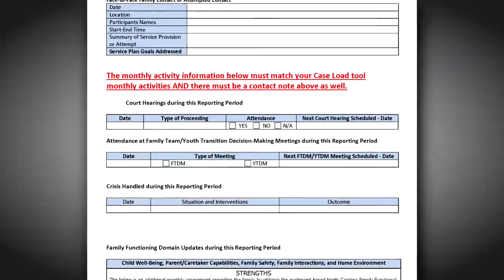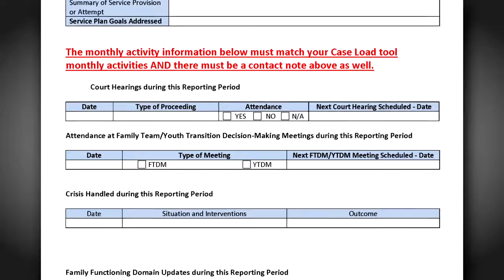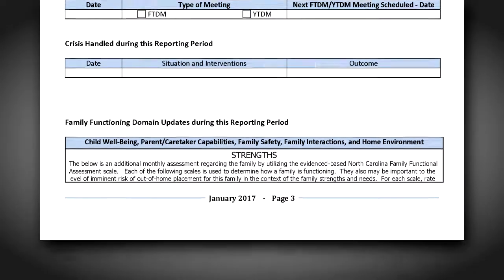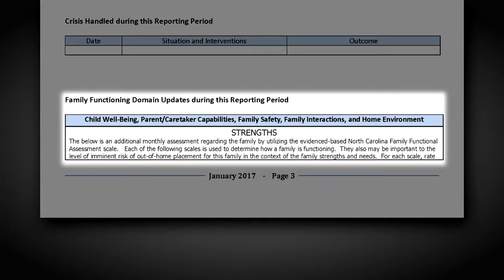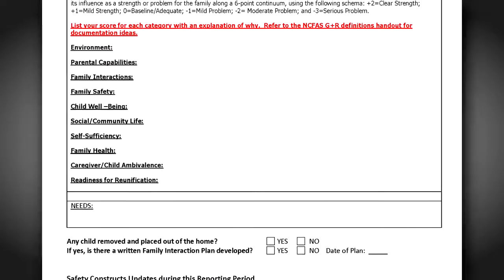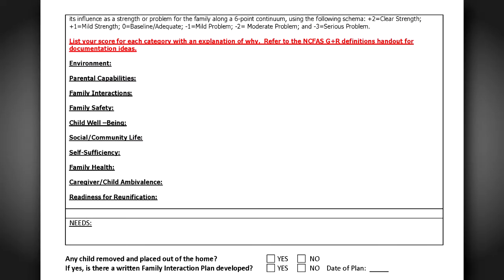If you turn to page 3, you will see the next section is regarding your monthly activities. Remember, if you put a court hearing or a family team meeting in this section, there must be a contact note to reflect this. Moving down the page, the next section is family functioning domain updates, which is an area we summarize through our NCFIS G+R scoring. You will score each section and write a few sentences as to why you scored the section that way. These scores should reflect the progress you document within the contact sections.